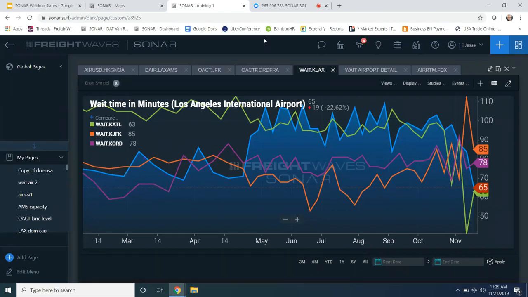And then Chicago O'Hare, which is the purple line, up and down, but typically a little bit more consistent. So these are some of the things that you may find useful tracking if you're serving these airports.